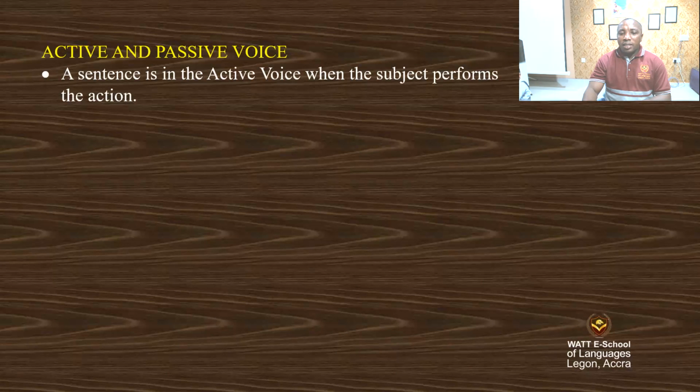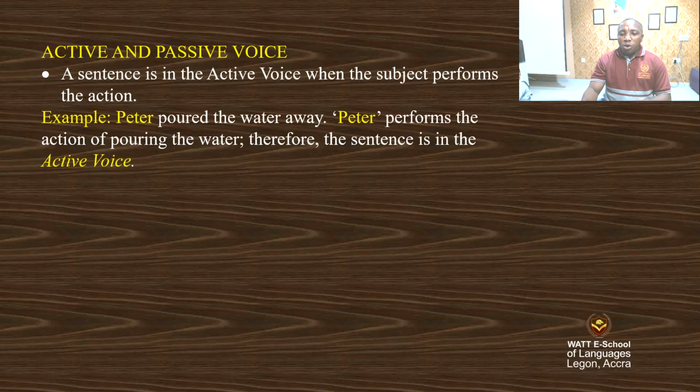A sentence is in the active voice when the subject performs the action. The word active means action. So when the subject performs the action, it means that it is in active voice. Example, Peter poured the water away. Peter performed the action of pouring the water. Therefore, the sentence is in the active voice.